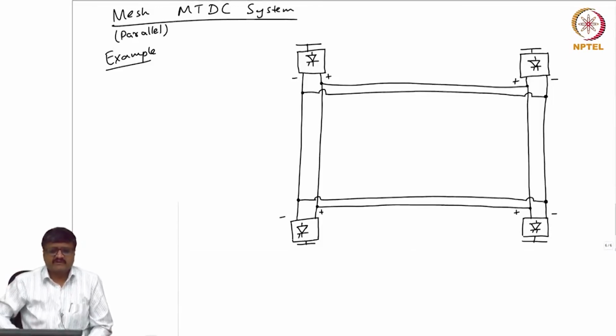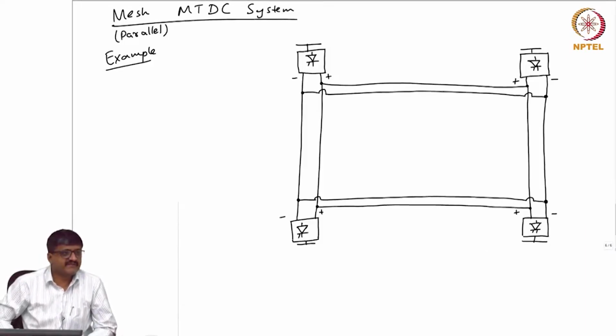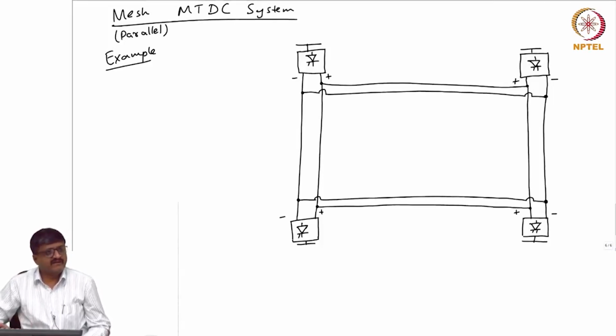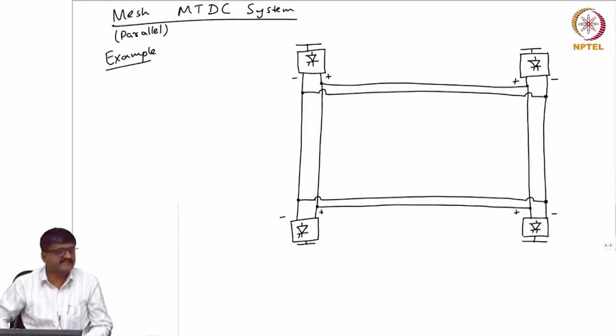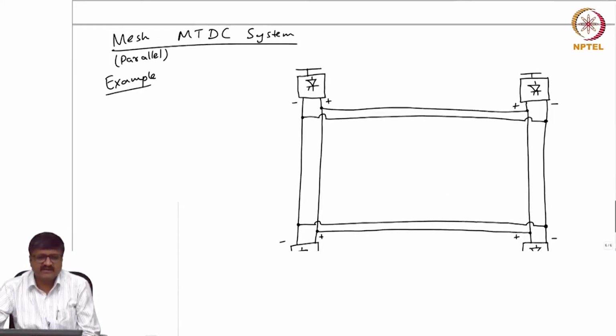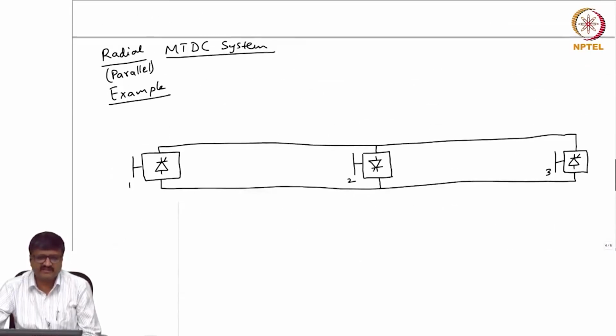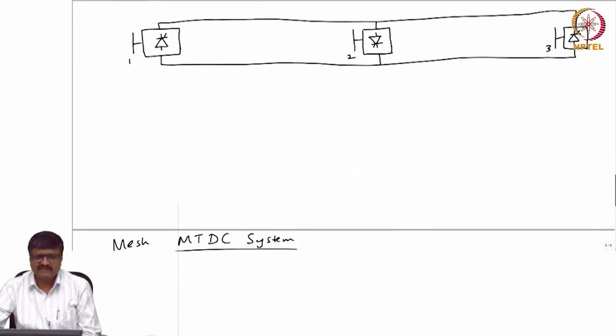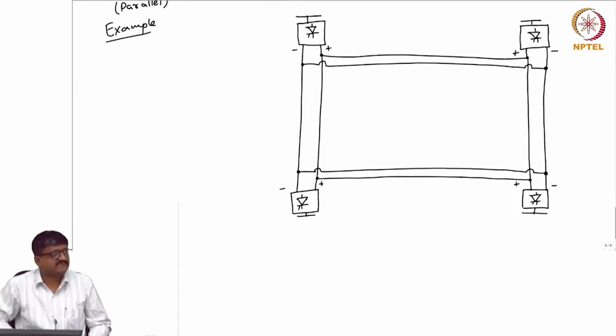So, here I have an example of what is called a mesh MTDC system, 4 AC buses, 4 converters, at least one of them operating as rectifier, at least one of them operating as inverter. Now, it should be obvious why it is called parallel. We are connecting all the DC side terminals in parallel. If you take all the 4 converters, the DC side terminals are connected in parallel. But why is it called mesh? By looking at the example of this mesh and the example of this radial, what is the difference? Do you see any difference? There is a loop which is formed.